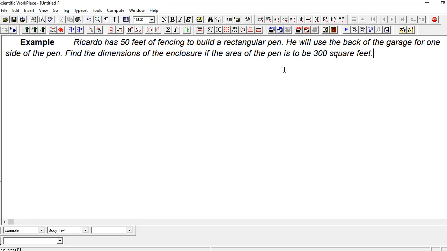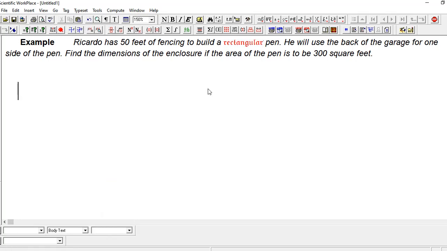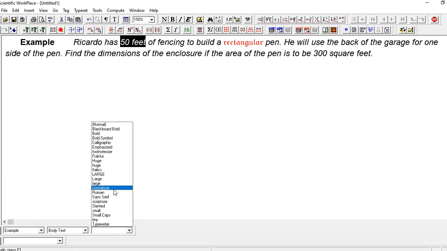In any word problem, as we know, we need to analyze the problem first and imagine the situation. Here we have a rectangular pen, the keywords are rectangle pen. Let me highlight it. Also, we have 50 feet of fencing. Sorry, Ricardo has 50 feet. I will share this also.